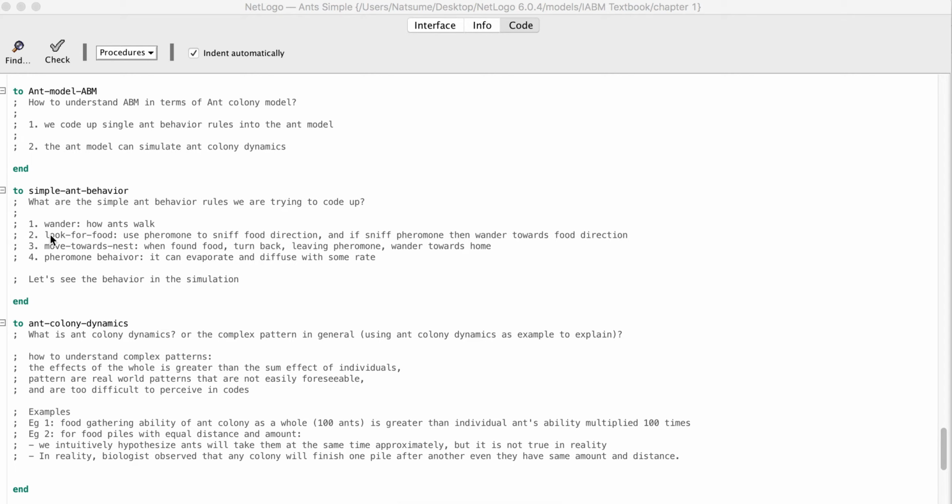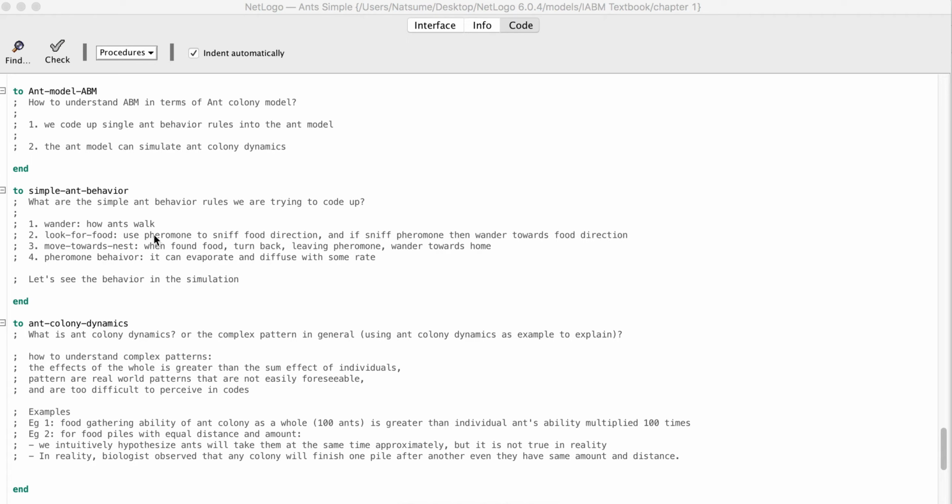And the second behavior rule is looking for food. Because the purpose of ants is getting food and transporting the food back to the nest. So we need to code this behavior. And inside this behavior, there are other small actions.